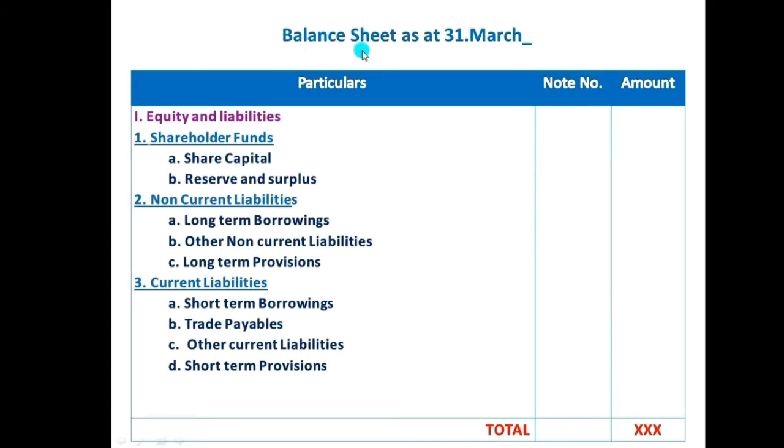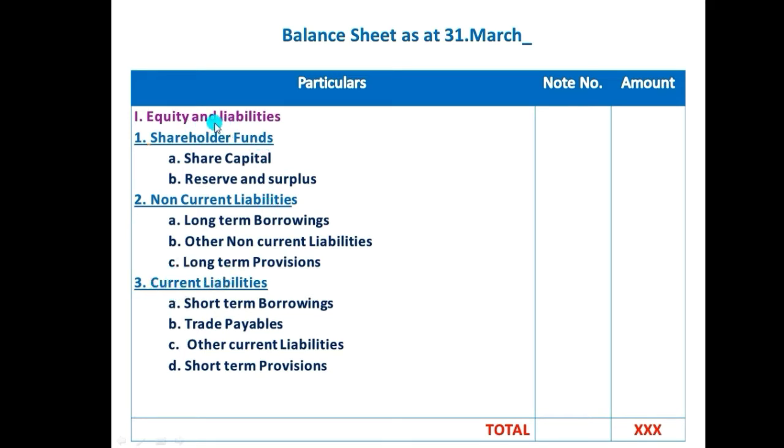Now we will see the format for the balance sheet of a company under the Companies Act 2013. So we should make the format of particulars, note number, and amount. The balance sheet is divided into two: one is equity and liability, and number 2 is assets. So first we'll discuss equity and liability. Under equity and liability, we are further dividing into 3: one is shareholder fund, number 2 is non-current liability, and number 3 is current liability.